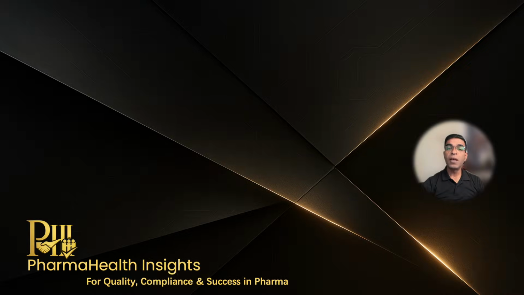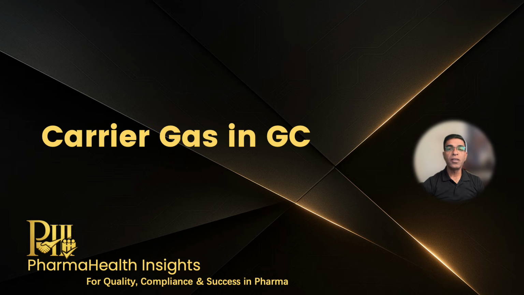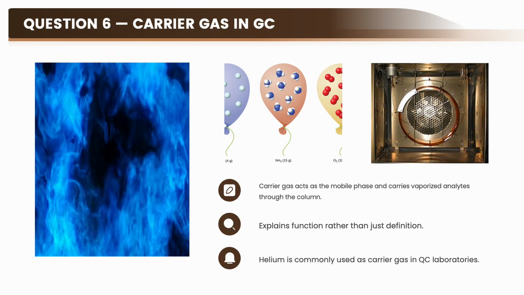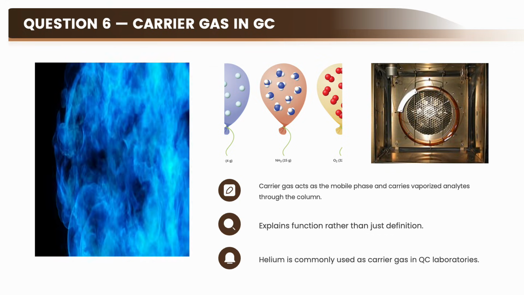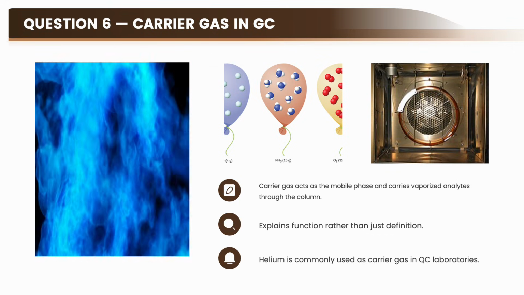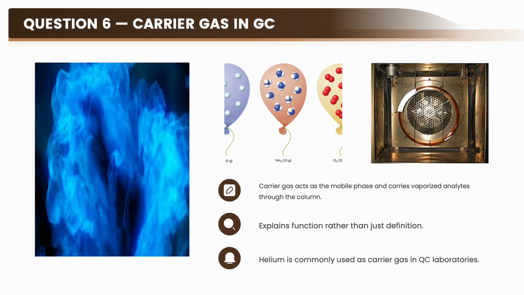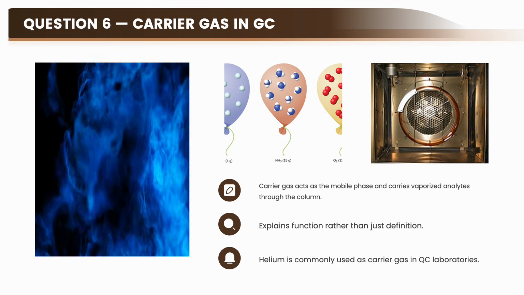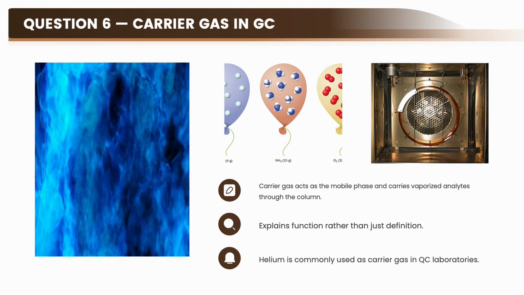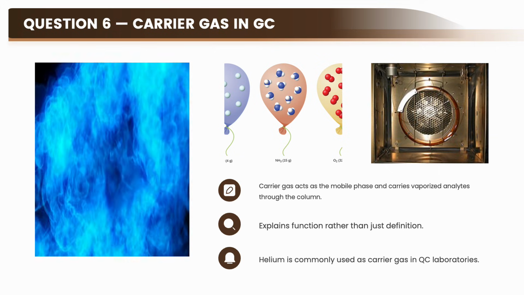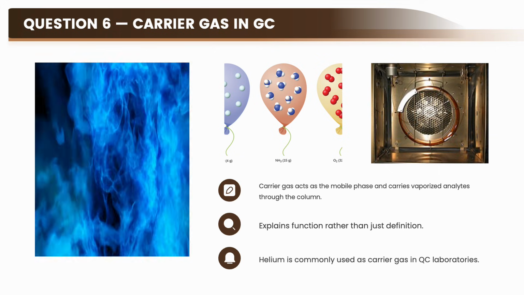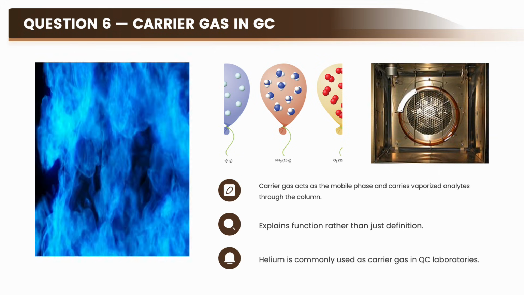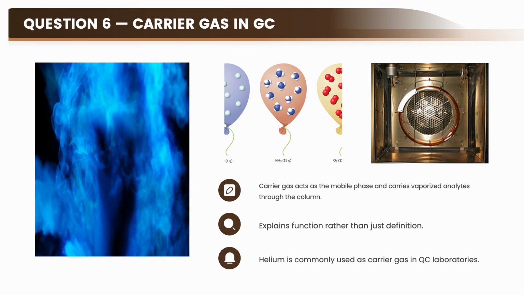Once you have finished with the samples, now the interviewer will move to the internal parts of GC. What is carrier gas in gas chromatography? You should answer like this. Carrier gas acts as a mobile phase in GC and carries vaporous analytes through the column. Commonly used carrier gases include helium, nitrogen, and hydrogen. If you mention that carrier gas purity should be 99.999%, it creates a strong professional impression.